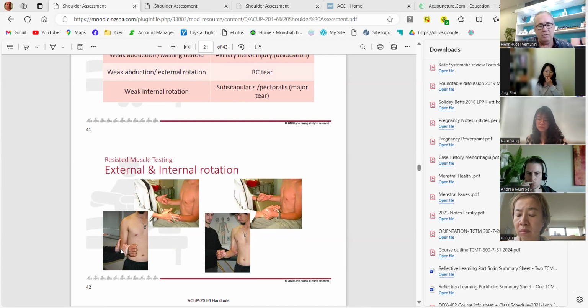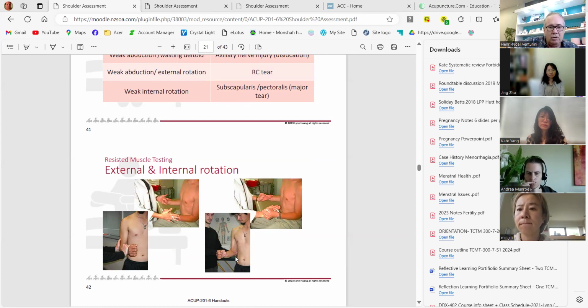Another test for that is to stand in front of your client with both hands forward, so you can compare the two shoulders. The therapist stands in front, places their hands behind each closed fist, and asks the client to externally rotate both arms together to compare.